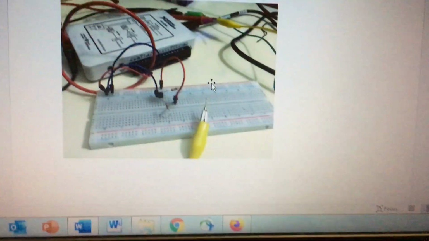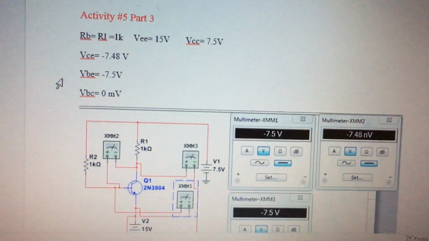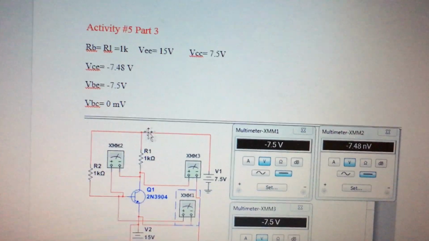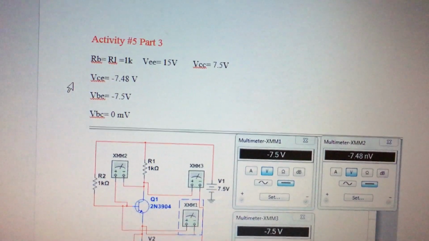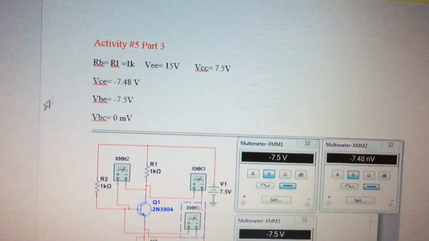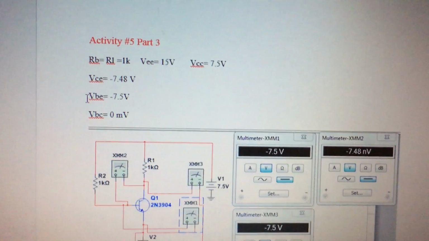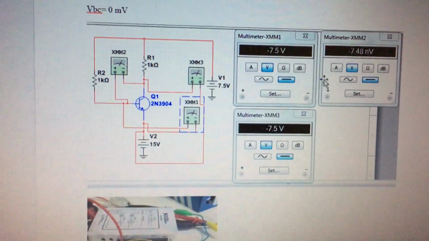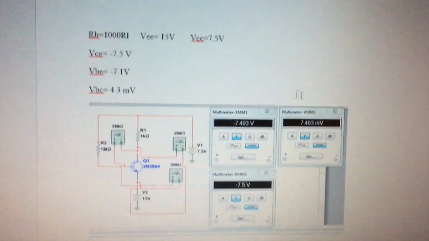Multisim is higher. And part 3, again both resistors have the same value. Emitter bias is 15 volts, collector bias is 7.5 volts. Collector-emitter voltage is negative 7.48, base-emitter voltage is negative 7.5, and no voltage at the base-collector junction. Similar results, nanovolts, basically 0.